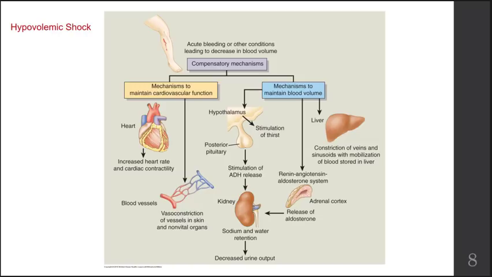The second compensatory mechanism involves mechanisms designed to try and maintain blood volume after blood loss. Remember that whole blood is made up of formed elements, which are the red blood cells, platelets, and white blood cells, and plasma, which is primarily water. And so an increase in water in the vessels will increase blood volume. Now, ADH, or antidiuretic hormone, will be released from the posterior pituitary gland, which will have an effect on the kidney in order to retain water.